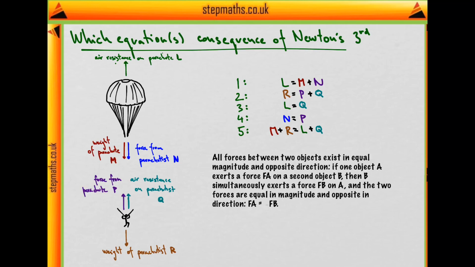And since our two objects are the parachute and the parachutist, those must be the forces they exert on one another. So the force from the parachutist on the parachute and the force from the parachute on the parachutist. So 4 is definitely correct. In fact, the only correct answer.